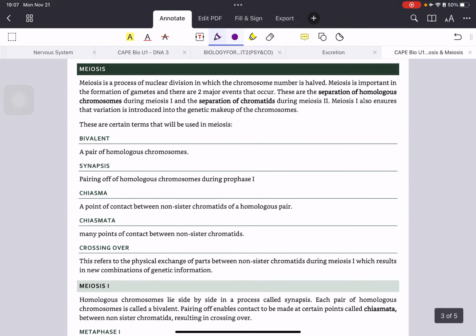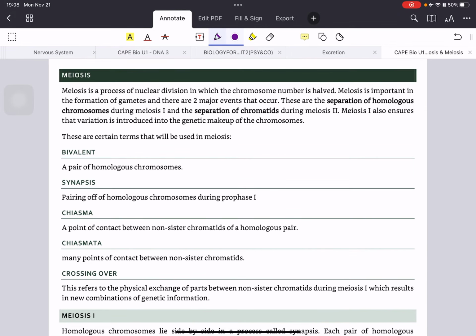So meiosis, more of the same, okay? So meiosis is a process of nuclear division in which the chromosome number is halved, right? So in mitosis, the chromosome number remains the same. In meiosis, it's important, the really only function of that is for the formation of gametes.